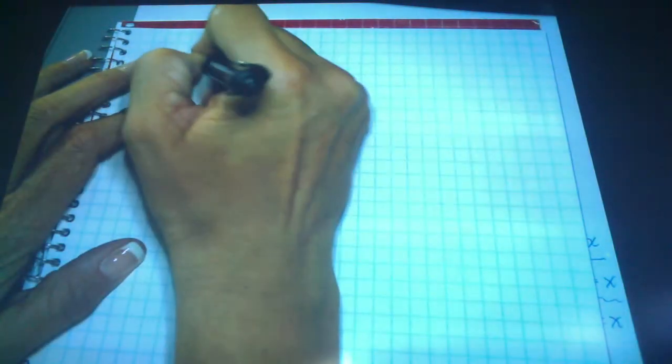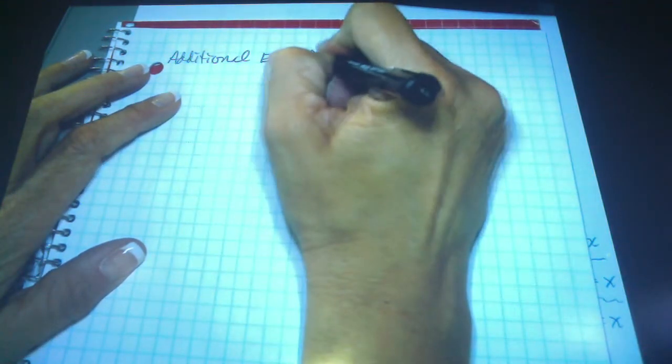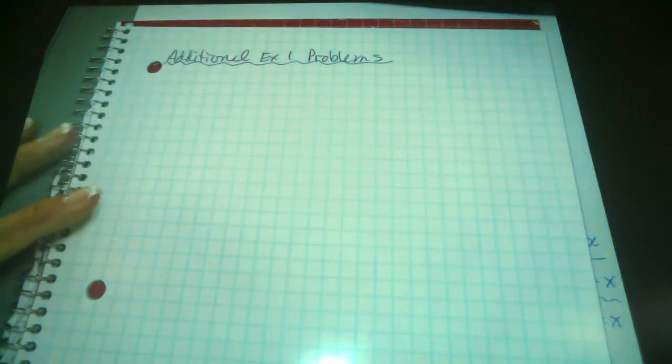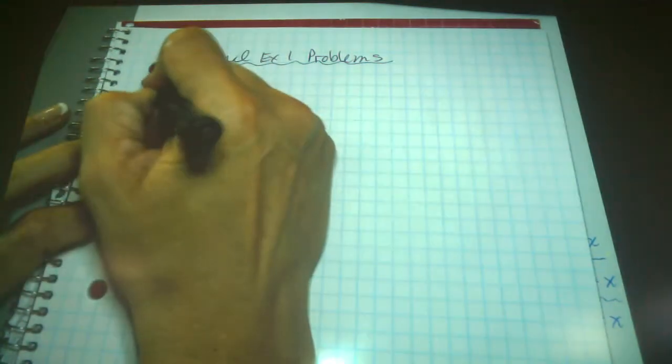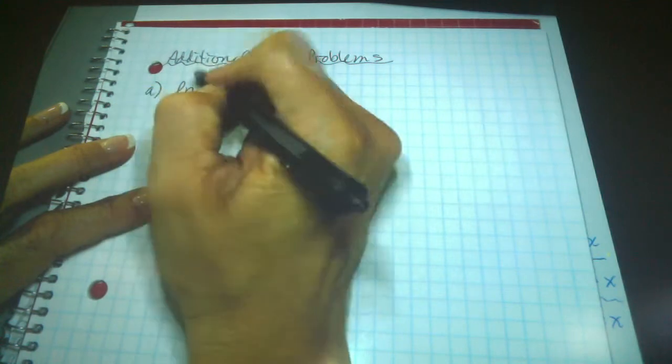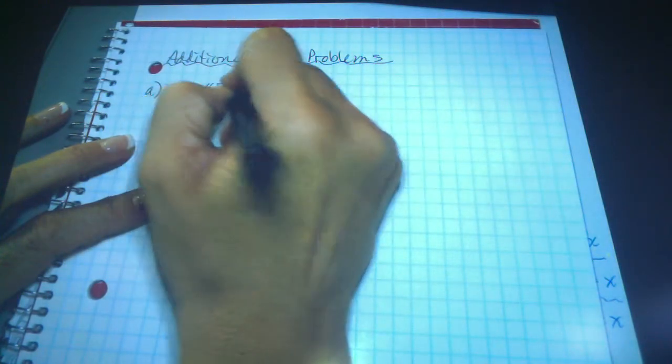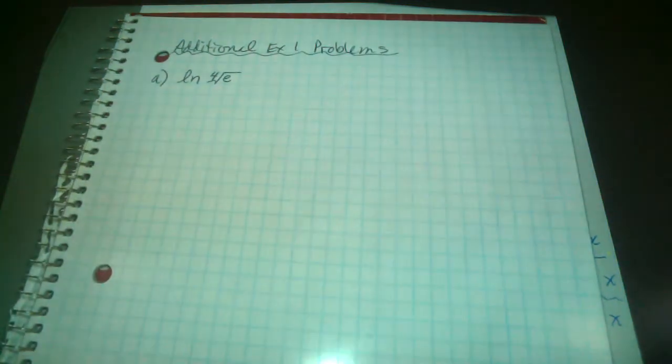So these are additional Example 1 problems. Problem A. The natural log of the 4th root of e. There are two ways that we could approach this, and I'll talk about that. But what's the first thing we should do? I have a log, no equal sign. What's the first thing? Put it in that form.